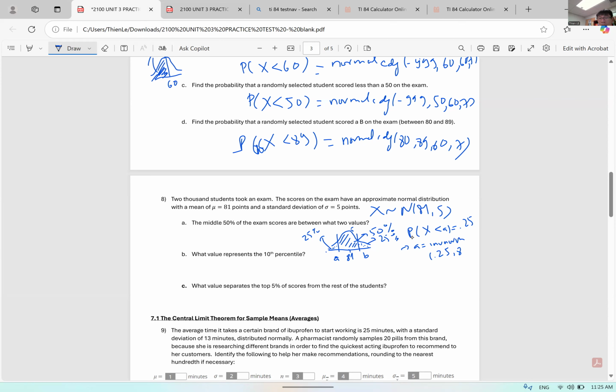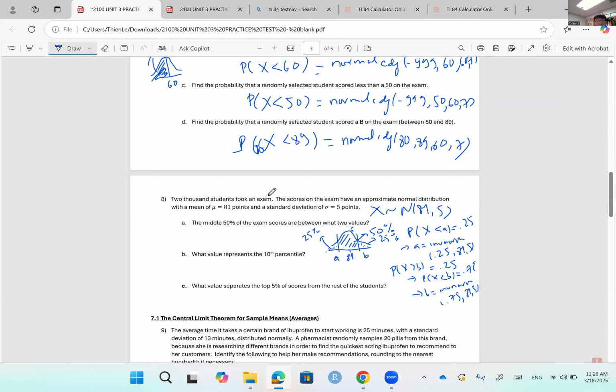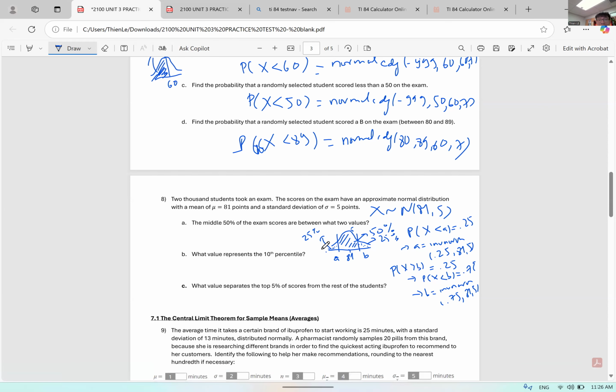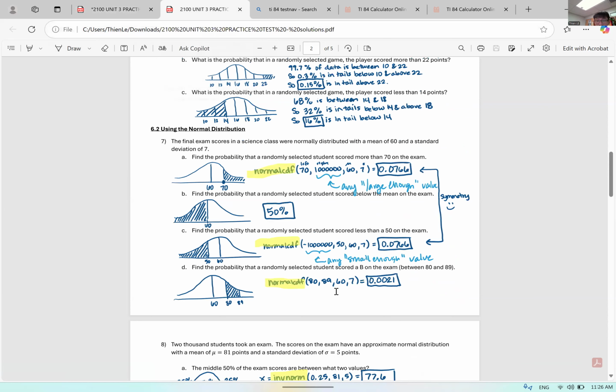0.25 and 81 and 5, right? And for B, because probability X greater than B equal to 0.25, right? And so which means probability X less than B is 0.75. So B is the inverse norm of 0.75, right? So you can see, you can get this value too if you have an older version. And again, the equal sign does not matter for continuous distribution, okay? And we do have the answer here. Let's check. I think, yeah.